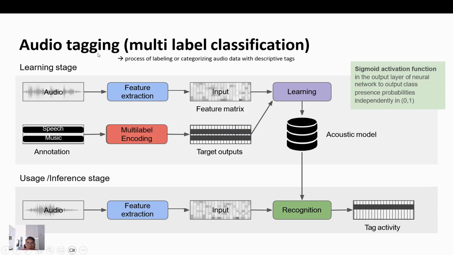So for audio tagging, which is multi-label in nature, the top row still remains the same: audio, feature extraction, feature matrix, and what I call the machine learning approach. Here now, because of the multi-label nature, we have speech, music as the annotations, and we do the multi-label encoding so that the computer will see exactly what one wants it to see. Okay, so this is the target output, for it to learn and get the acoustic model. Okay, so for the inference stage, we have audio, feature extraction, input recognition, and now you can see there's the tag activities. Okay, probably speech and or music.